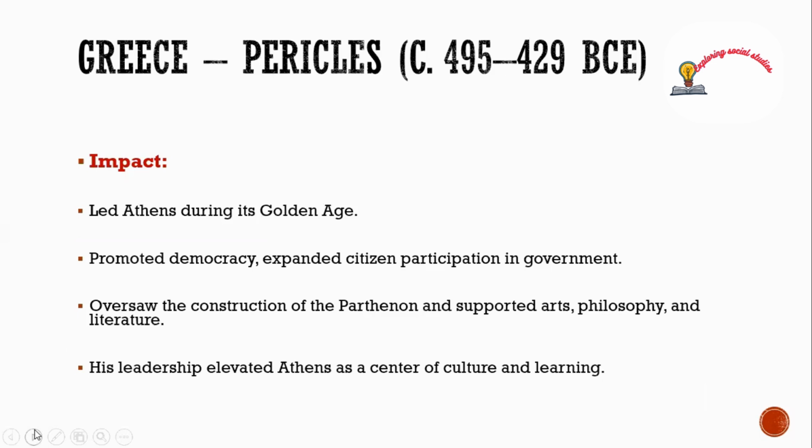The next one is Greece. Pericles, 495 to 429 BCE. Impact: he led Athens during its golden age, promoted democracy, expanded citizen participation in government, oversaw the construction of the Parthenon, and supported arts, philosophy, and literature. His leadership elevated Athens as a center of culture and learning. That is Pericles, Greece.